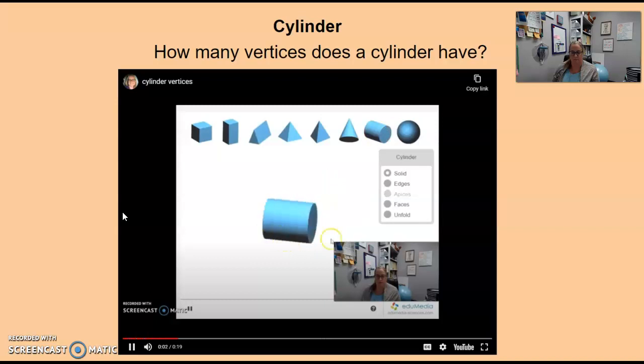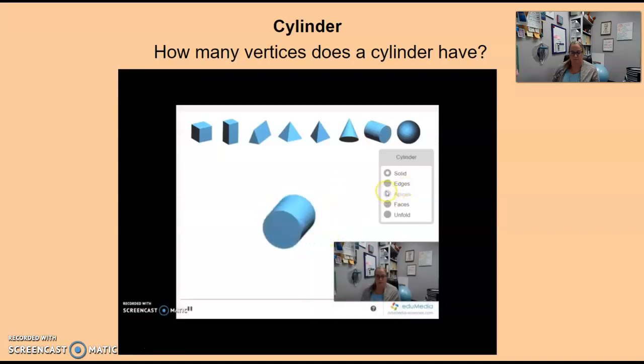Now let's look at the vertices. So again, you'll see I cannot click the vertice button. That's because, again, cylinders do not have any vertices, because a vertex is where three faces or two edges come together. It doesn't have three faces and it doesn't have any edges, so there are no vertices.